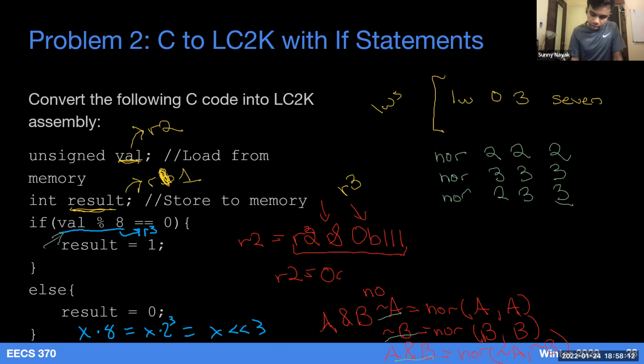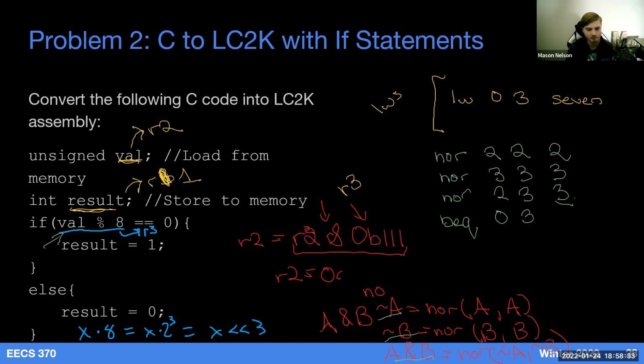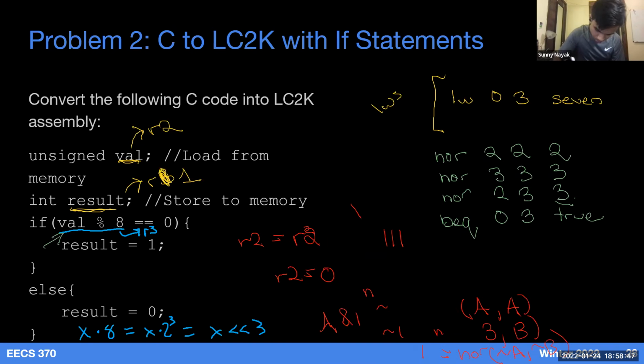So I want to check if the value inside register 3 is 0. The way I do that is I do a BEQ, a comparison of equality, between register 0, which has the value 0, and register 3, right? Which is going to have the result of val modulo 8. And if it's true, I'm going to jump to a certain label. I'm not going to define this yet. So let me go ahead and erase some of my work, so we have more room to write the rest of the LC2K code.